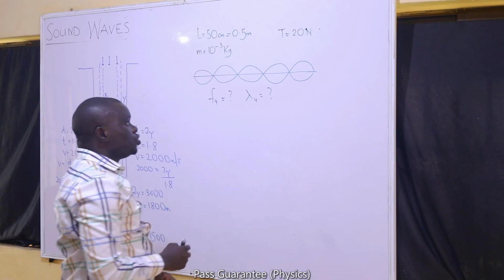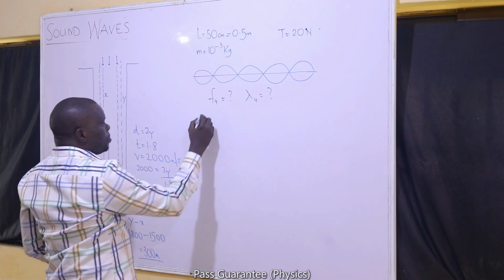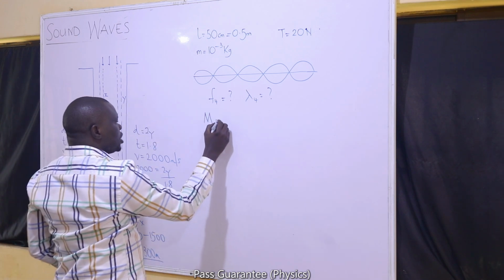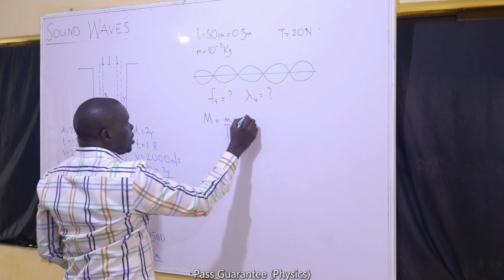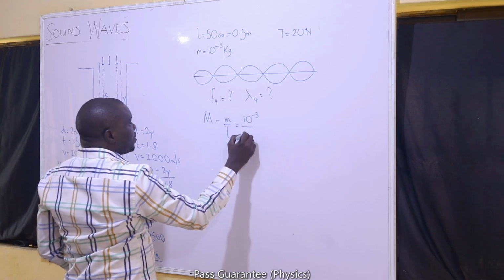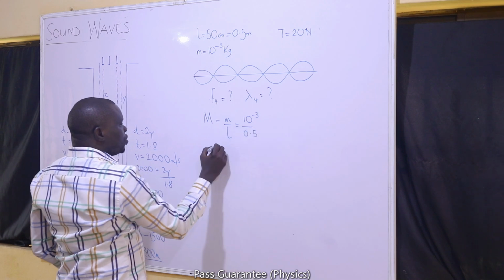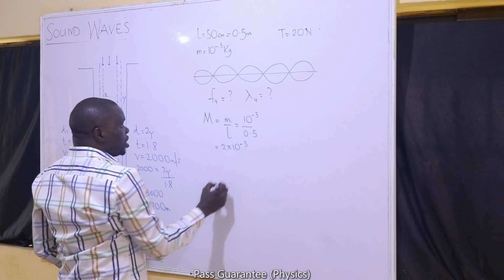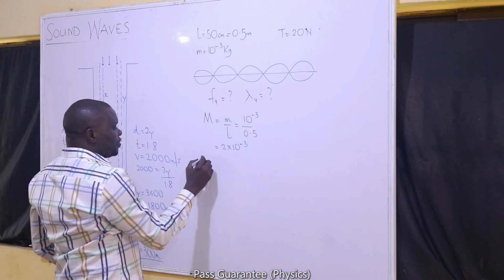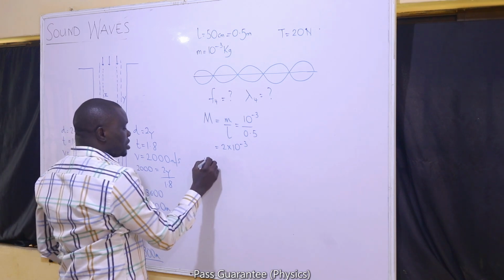The very first thing we should do is to find the mass per unit length. Mass per unit length, I told you, is the mass all over the length. The mass is 10 raised to the power minus 3. The length itself is 0.5. If you do that, you will have 2 times 10 raised to the power minus 3. If that is the case, I can now find the velocity.